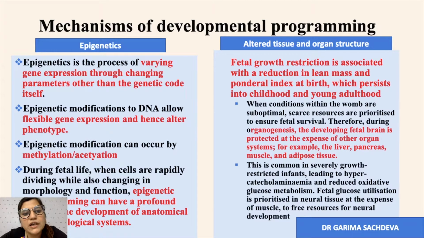Mechanism of developmental programming. First, starting with epigenetics. Epigenetics is a process of varying gene expression through changing parameters other than the genetic code. So the code is the same, however, there is altered expression, which occurs due to other changes like methylation or acetylation. These changes occur in the code, which results in altered genetic expression and hence altered phenotype.